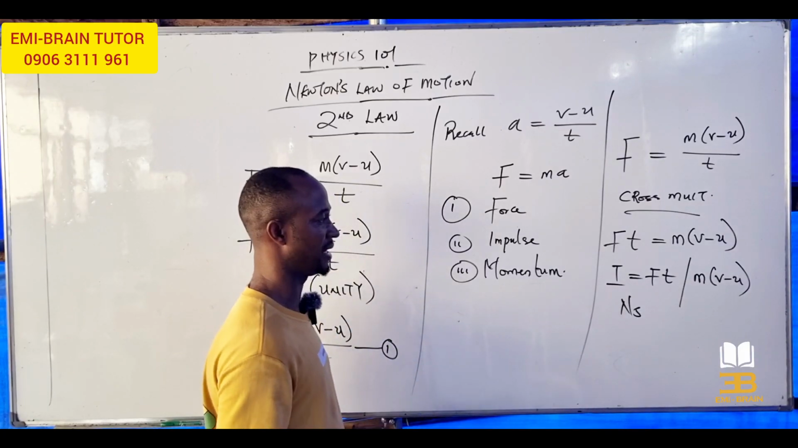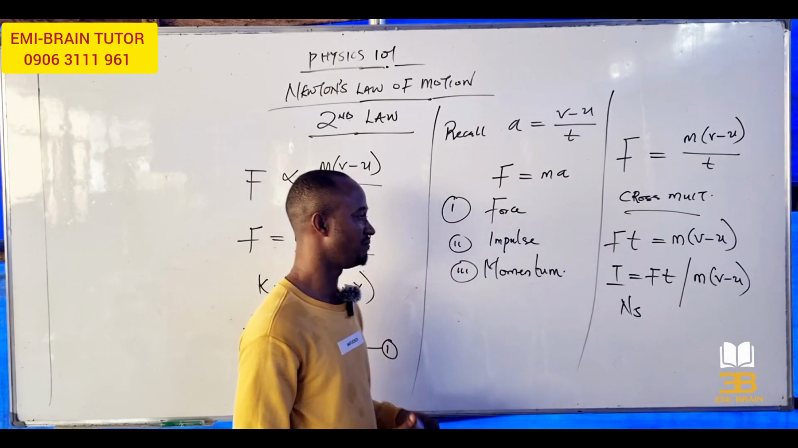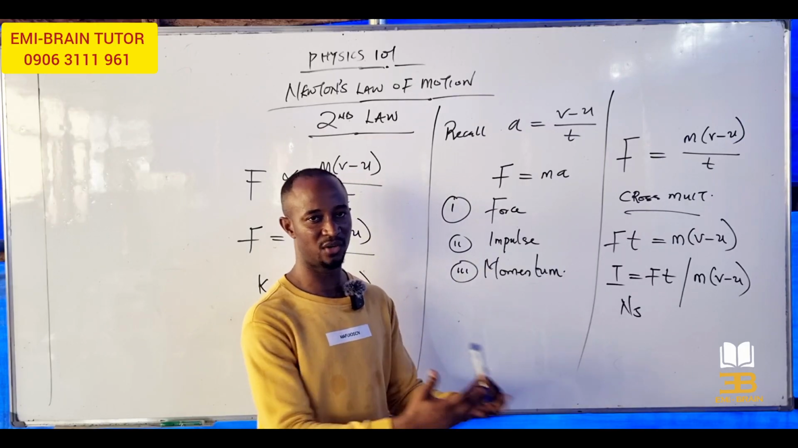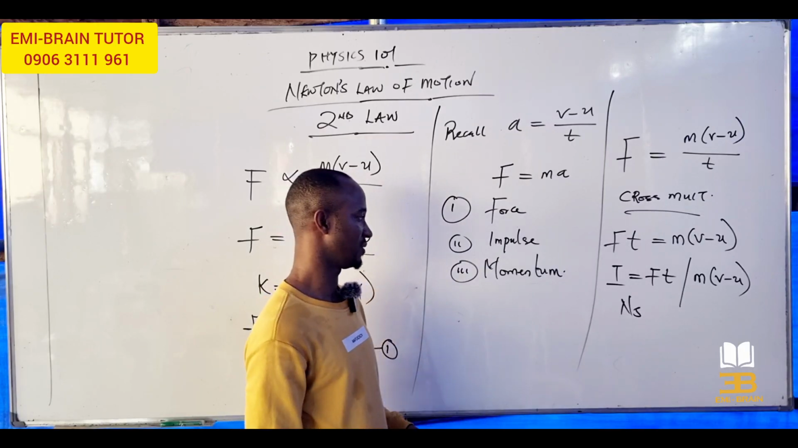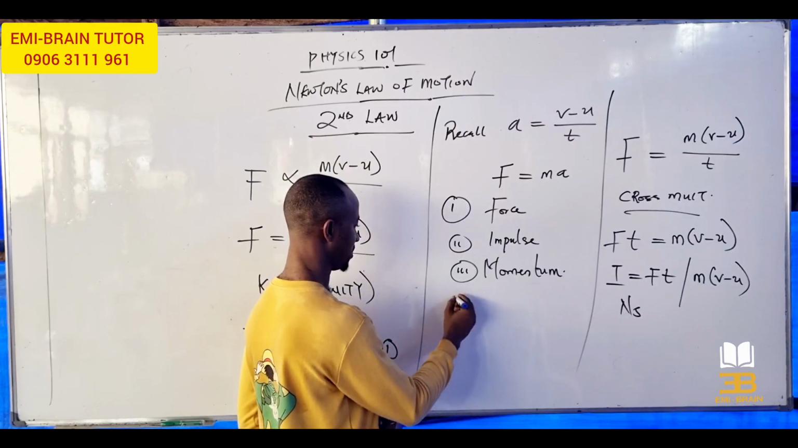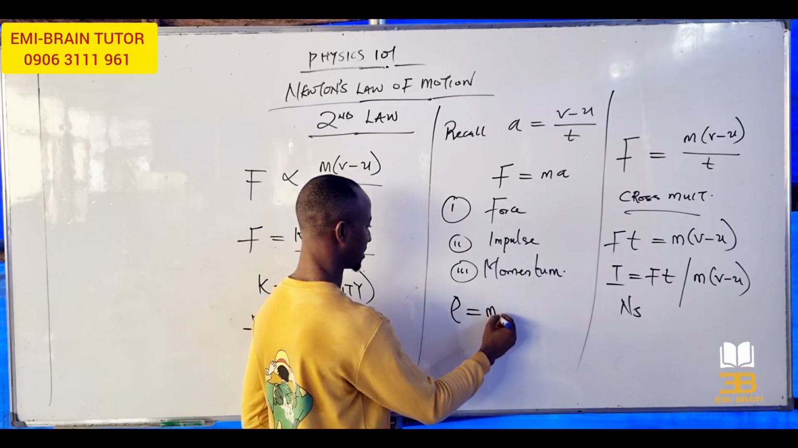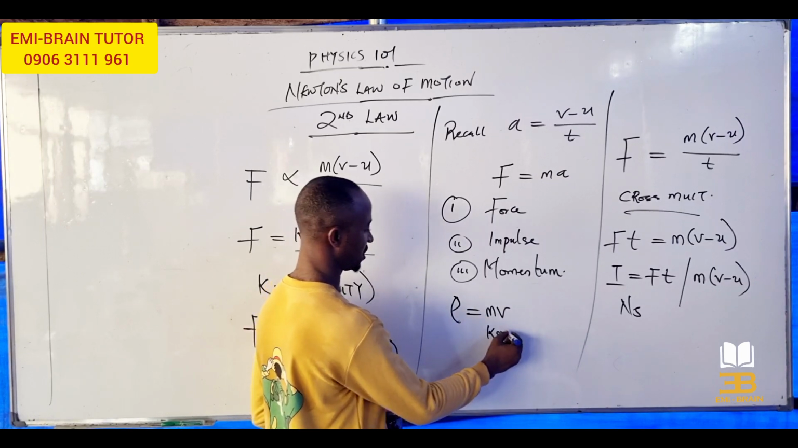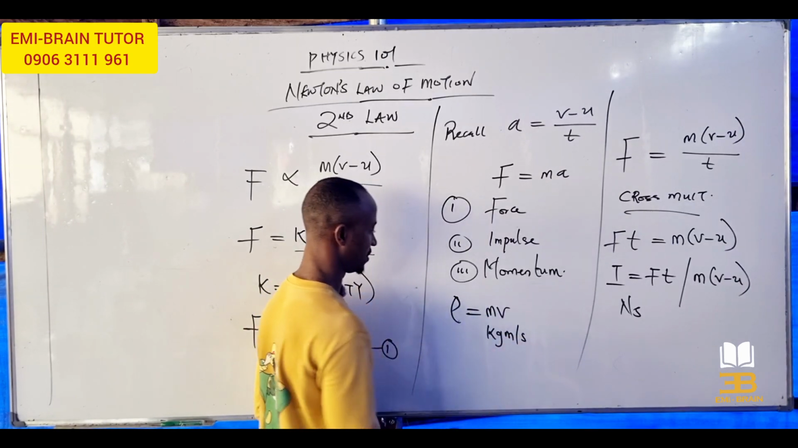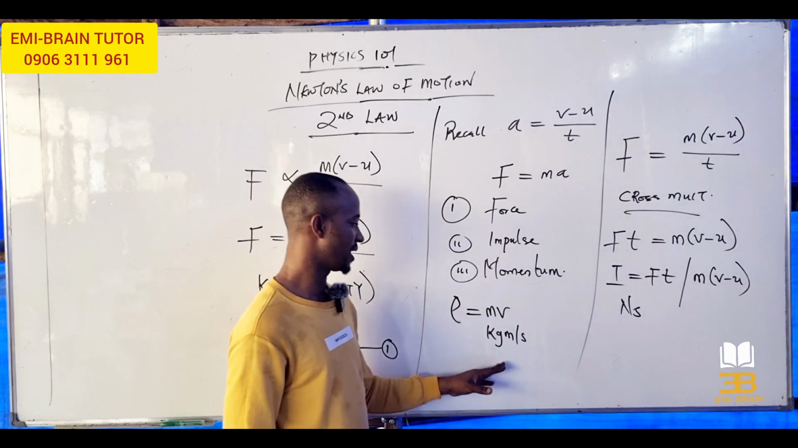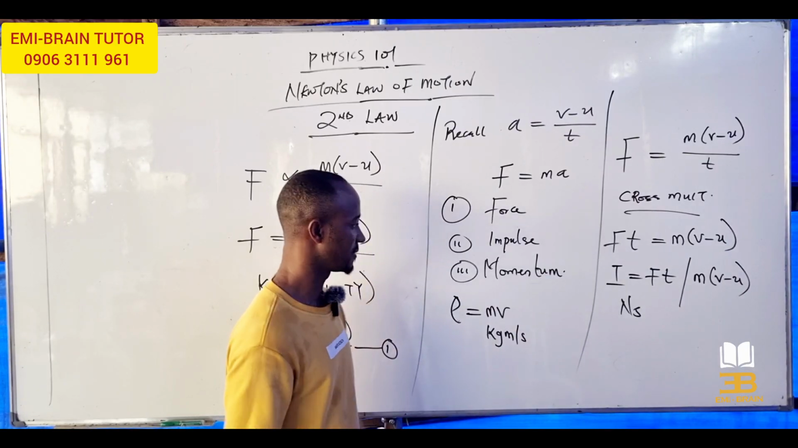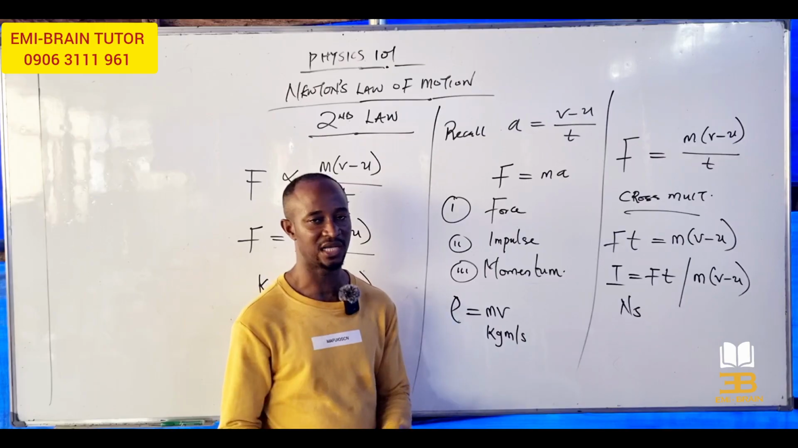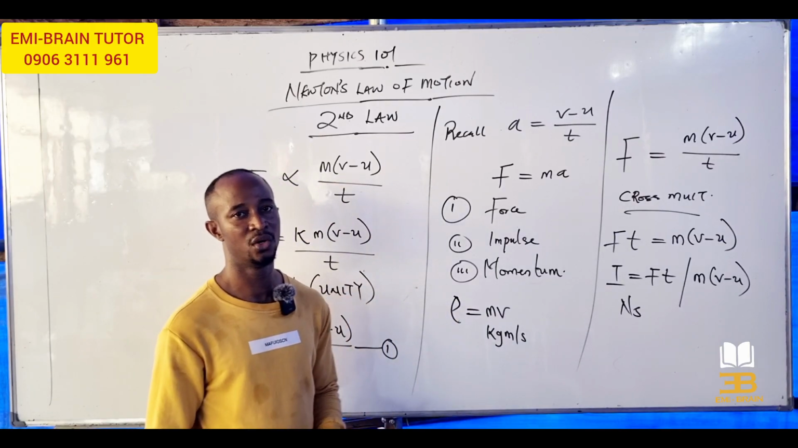Then the next thing is momentum. Momentum is defined as the product of the mass of a body and its velocity. That's momentum, and the symbol is this. So momentum is mass times velocity. Mass is measured in kilogram, velocity is measured in meter per second, so momentum is given as kilogram meter per second. So these are the various terms we can associate with Newton's second law of motion.